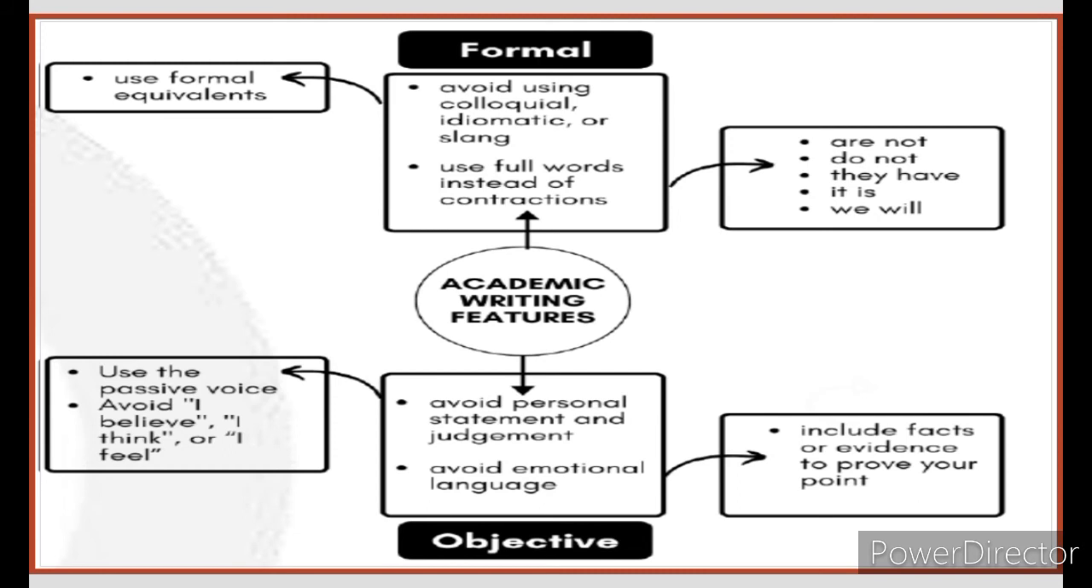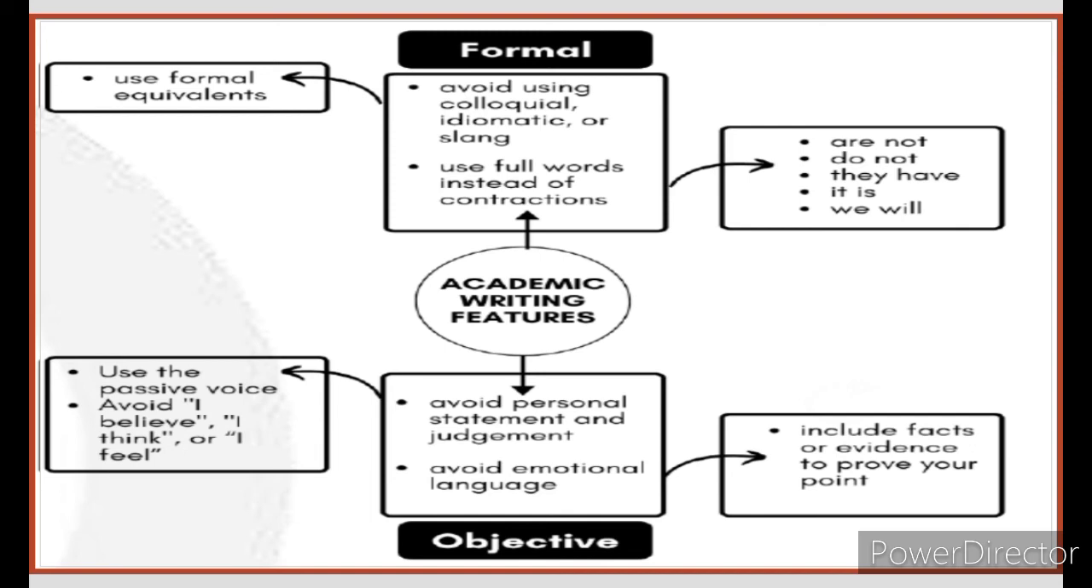Again, there's the formal and objective feature. Formal writing means we avoid using colloquial, idiomatic, or slang words. Instead, we use formal equivalents of those words. Also, we use full words instead of contractions. For example, are not, do not, they have, it is, we will.